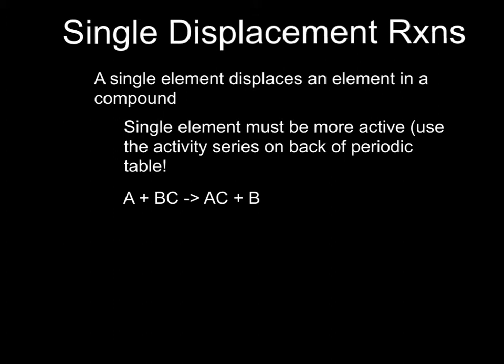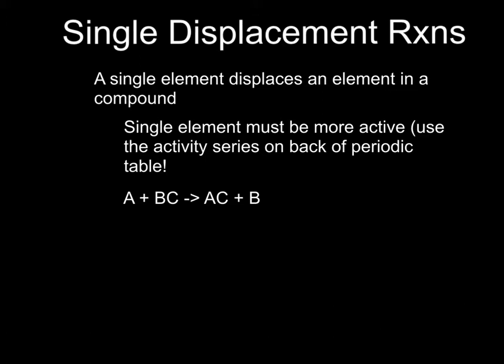However, in order to know if the element is more active, on your activity series, which is on the back side of your gold sheet, the replacing element, meaning the single element, must be below the element it's trying to replace. I'll show you with the example here. The general equation is A plus BC yields AC plus B. Let's take a look at a real-life example.